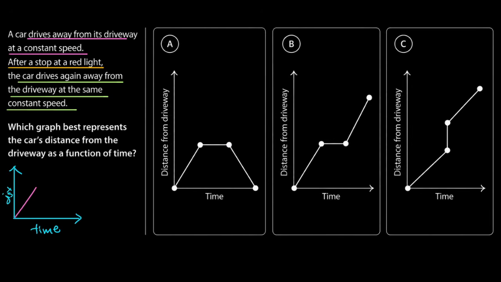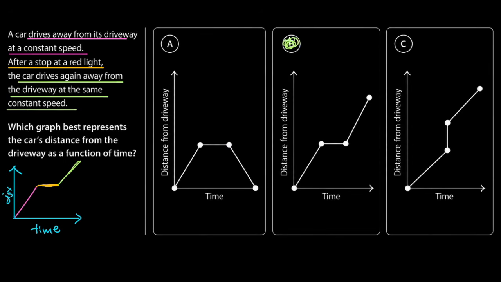After a stop at a red light, time is going to pass, and we're not going to have any change in distance while we're on that red light. So we don't know how long it is, but it's going to be a flat part of this graph. And then once the light turns green again, the car drives again away from the driveway at the same constant speed. So the distance is going to be increasing again. So we should see a graph that looks something like that. And that looks like choice B.